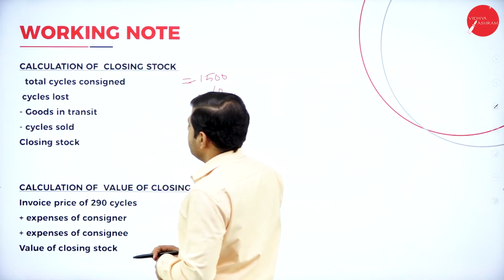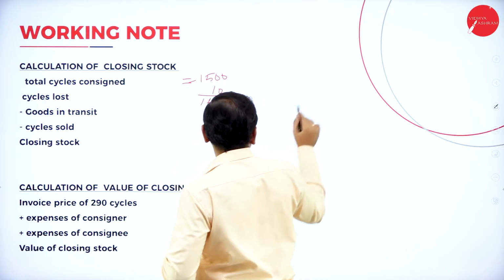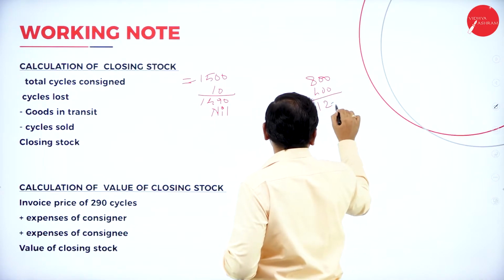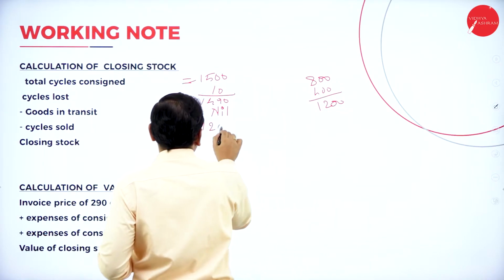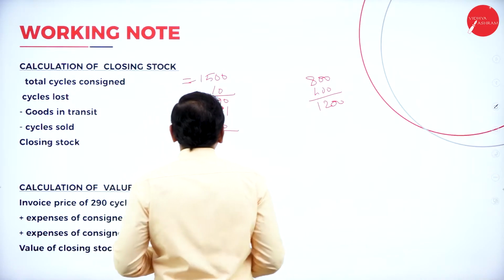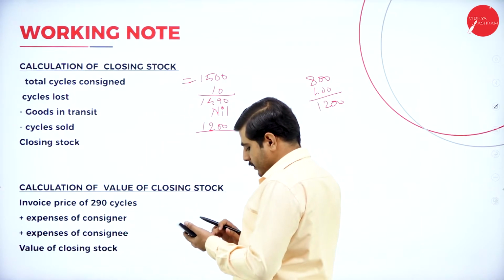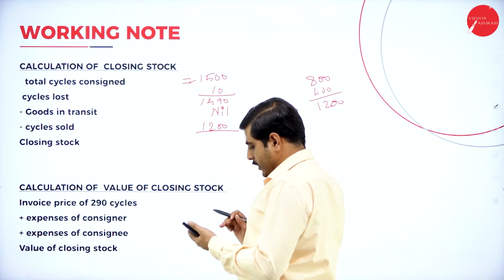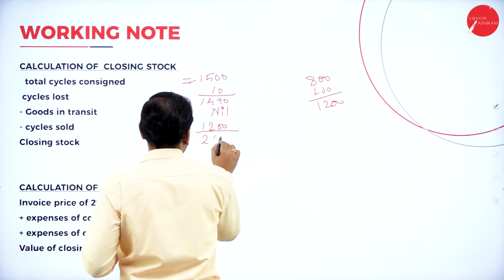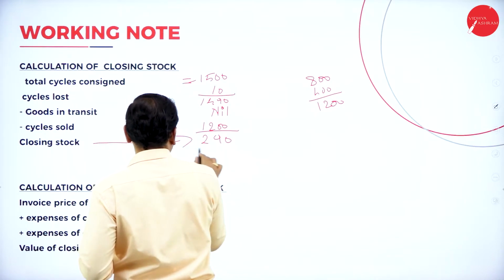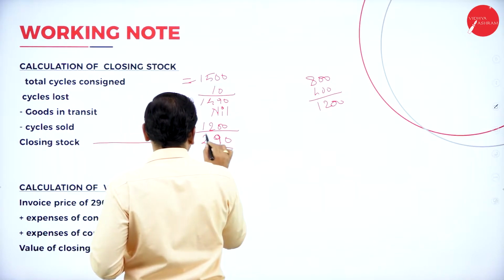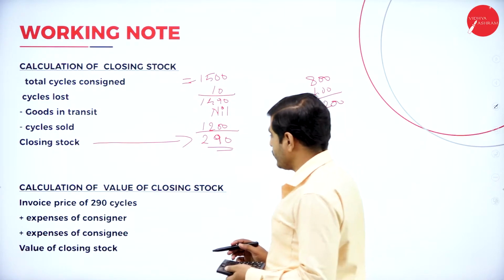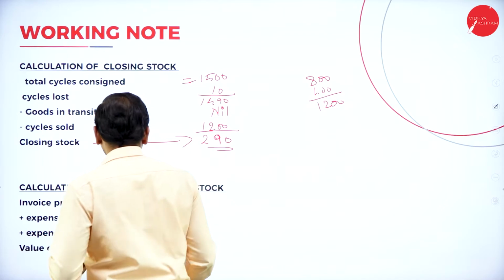Again, how many cycles sold? 800 plus 400 equals 1,200 cycles sold. If we deduct that, 1,490 minus 1,200 equals 290 cycles unsold, or closing stock. Again, calculation of value of closing stock.